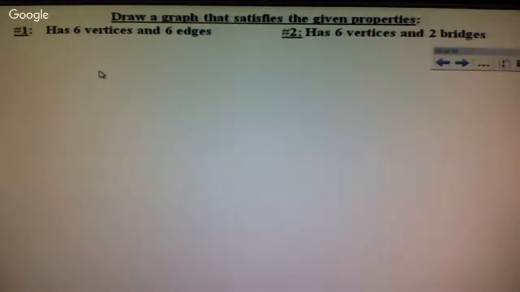We have to draw our own shape. Yes, it can be any picture you want. 3 and 4 are the easiest. Oh, I'm sorry, there's 6 of these. Let's at least do a couple of them. 6 vertices means 6 dots. And 6 edges means you connect those dots with 6 lines.